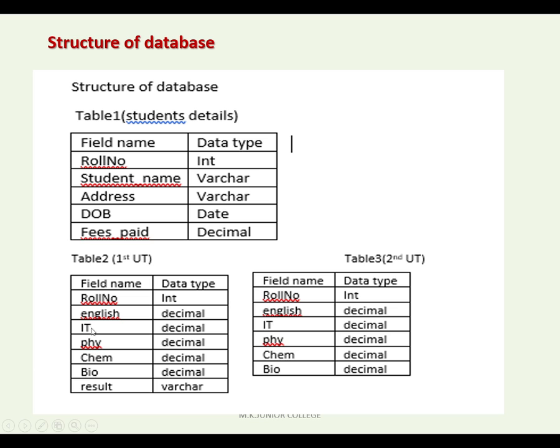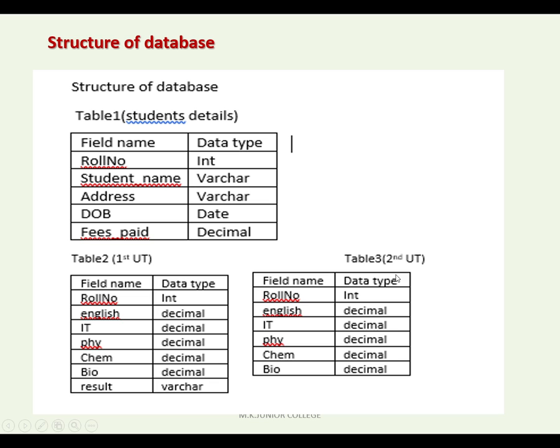Total, all other subjects, and at the last you are giving the result. So for result you are declaring a varchar because it is pass or fail. You can say char also because the length is fixed. Okay, so that depends. You can declare as a varchar or char. Take the third table to store the data related with the second unit test. So again you have to consider all the related fields, all 6 subjects, marks, and then roll number.